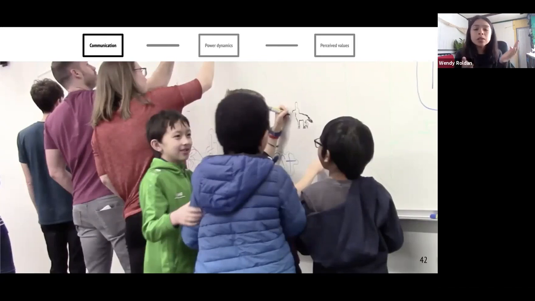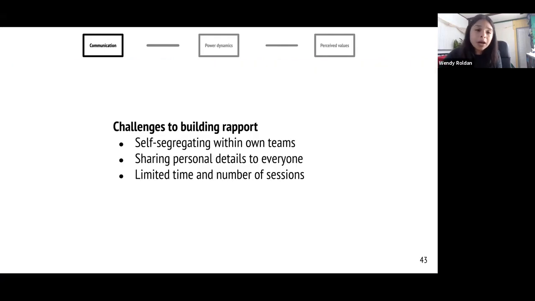But we found that, as you see in this picture, design students self-segregated and the children also self-segregated. So they weren't using that time to build those connections. Also during snack time, we saw that some people felt uncomfortable sharing personal details with everyone that they didn't know, about their name, their age, and the question of the day that we ask. And we also recognized that it was a limited time and number of sessions, but we were working within the constraints of a course.